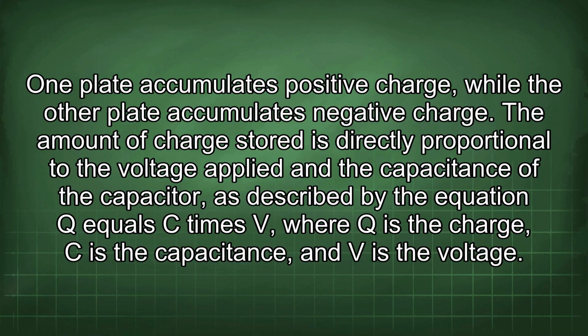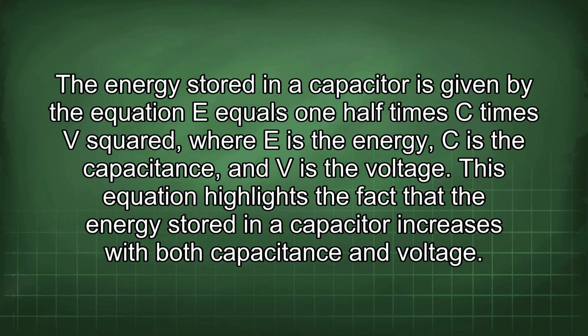The energy stored in a capacitor is given by the equation E = 1/2 × C × V², where E is the energy, C is the capacitance, and V is the voltage. This equation highlights the fact that the energy stored in a capacitor increases with both capacitance and voltage.